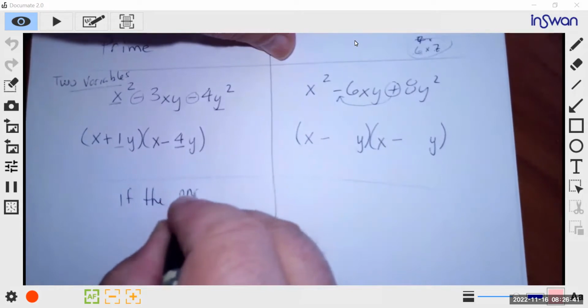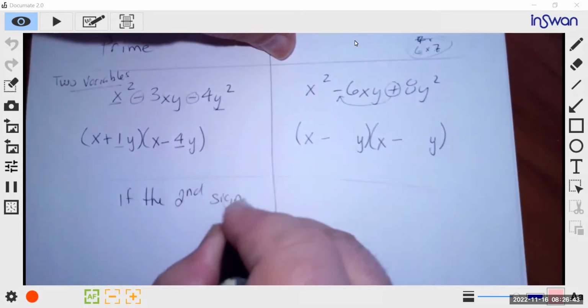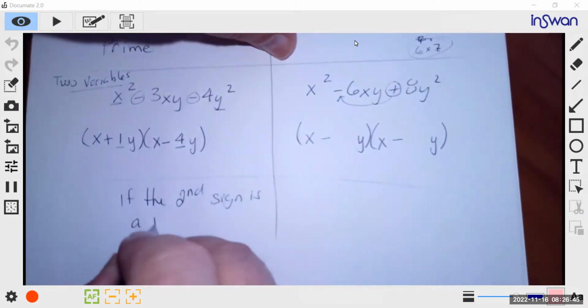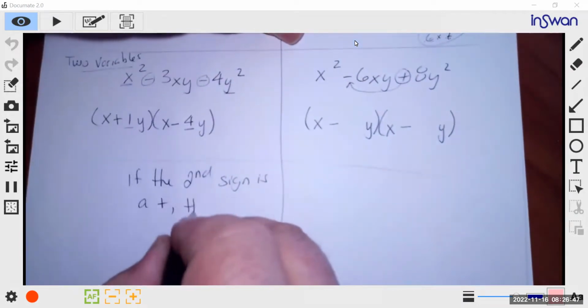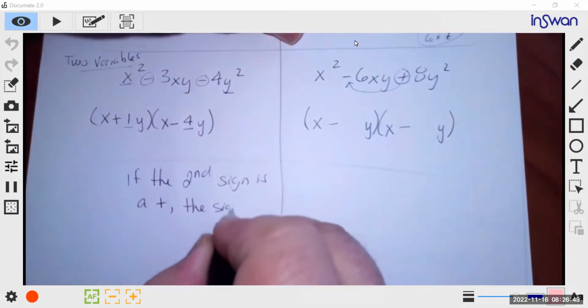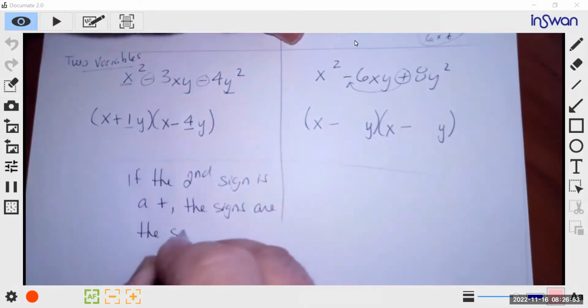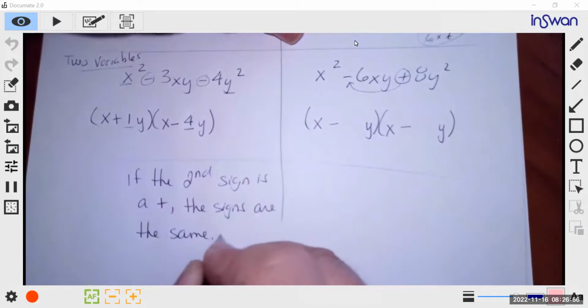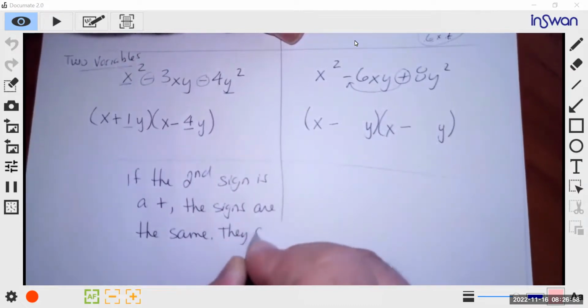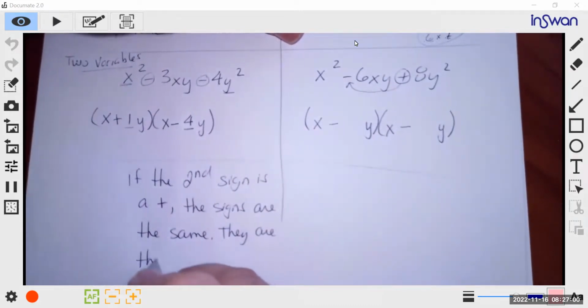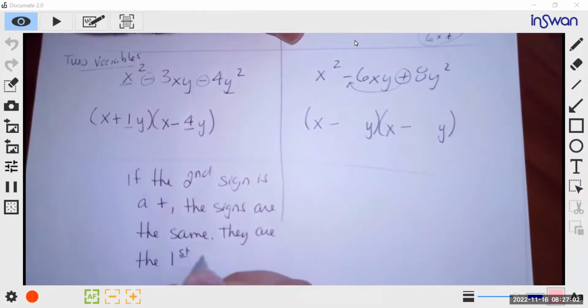If the second sign is a plus, the signs are the same. They are the first sign.